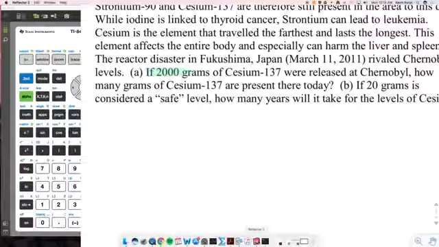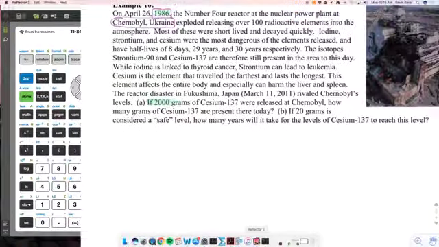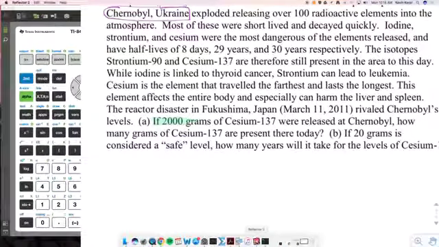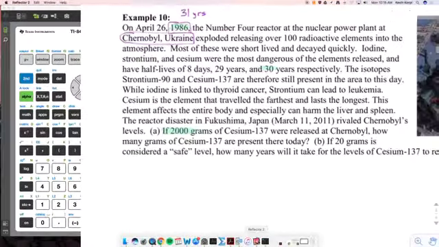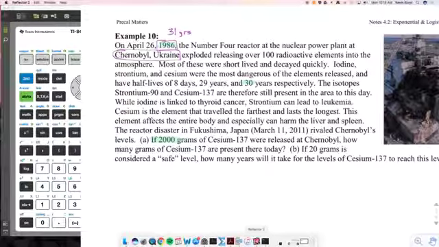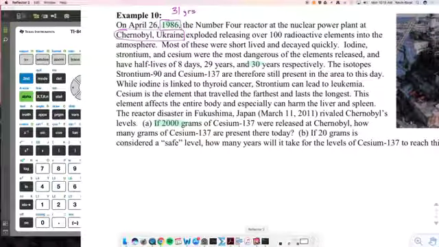are present there today? Well, cesium, remember, was the one that had the half-life of 30 years. So we know if 2,000 were released, since it's been 31 years, we were at 1,000 last year. It should be a little bit less than 1,000, right? But that's all we could tell. We want to figure out what it is to 3 decimals.